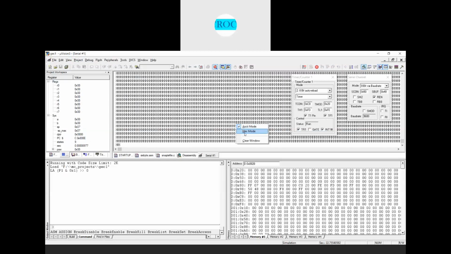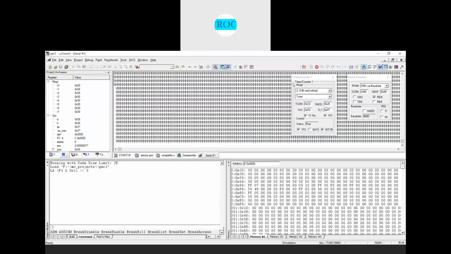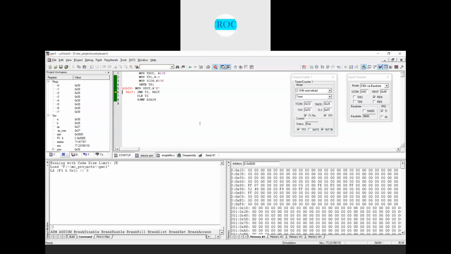If you want to see the hexadecimal number of this ASCII character H, it is nothing but 48. The 48 will be loaded into the SBUF register, which is the hexadecimal equivalent of the ASCII character H. Right? This is how you transmit any ASCII character. Now instead of H, if I want to transmit Y, you can put it as Y here. Again, capital Y and small y are two different ASCII characters, right?